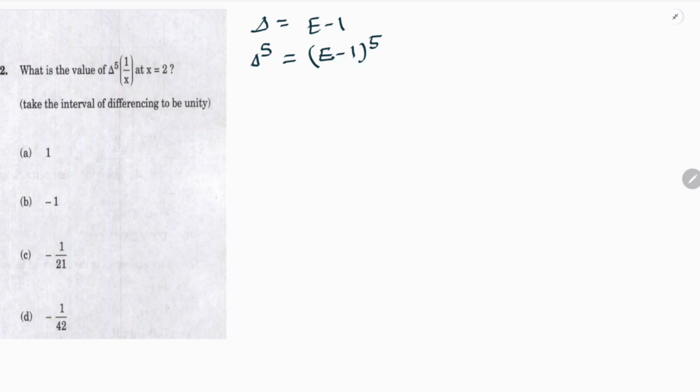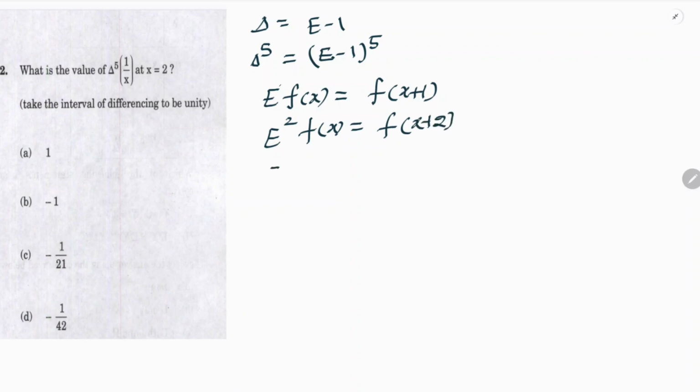Then what we can use, we have the property E f(x) equals f(x+1). Means whatever power E has, we have to add that to the x in the function f. If we have E to the power 2, that will be equal to f(x+2). If we have E to the power 5, we have to write f(x+5). Like this we can use this property also.